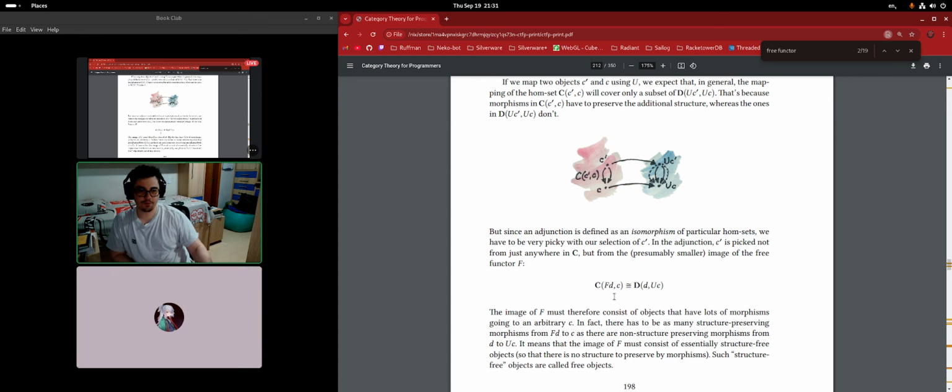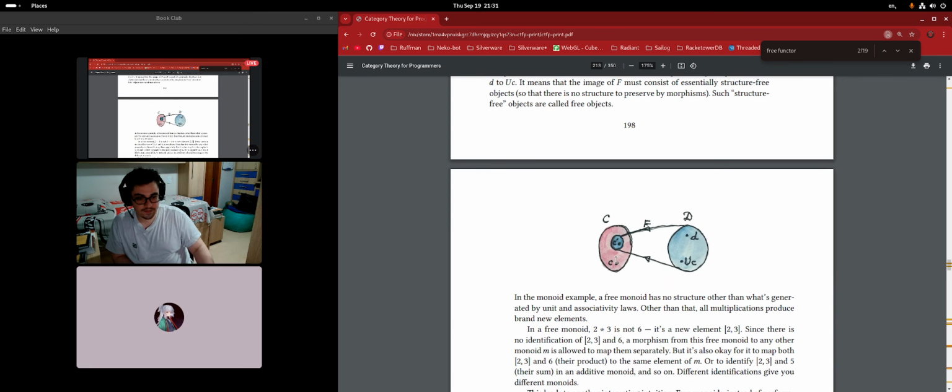Yes, that makes sense, because C prime is FD. In fact, there has to be as many structure-preserving morphisms from FD to C as there are non-structure-preserving morphisms from D to UC. It means that the image of F must consist of essentially structure-free objects, so there is no structure to preserve. Such structure-free objects are called free objects.